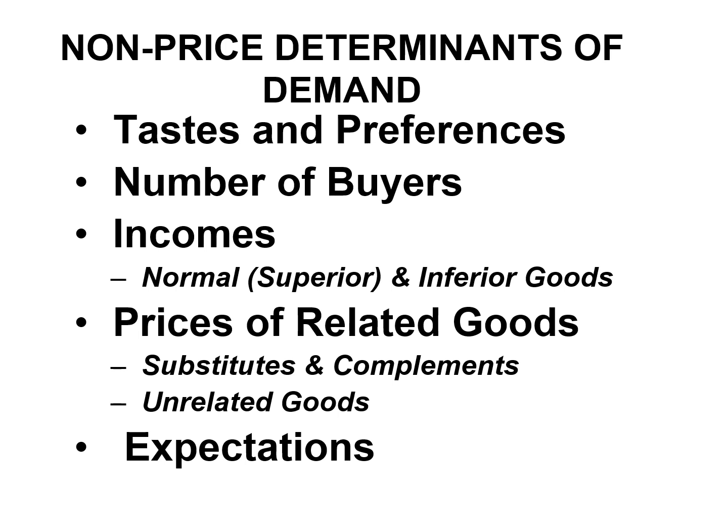The 5 non-price determinants of demand are taste and preferences, number of buyers, buyer's income. We will spend some time differentiating between normal goods and inferior goods. Price of related goods, we'll talk about substitute products and complementary products. And then we'll talk about expectations about future product price, future product availability, and future income.